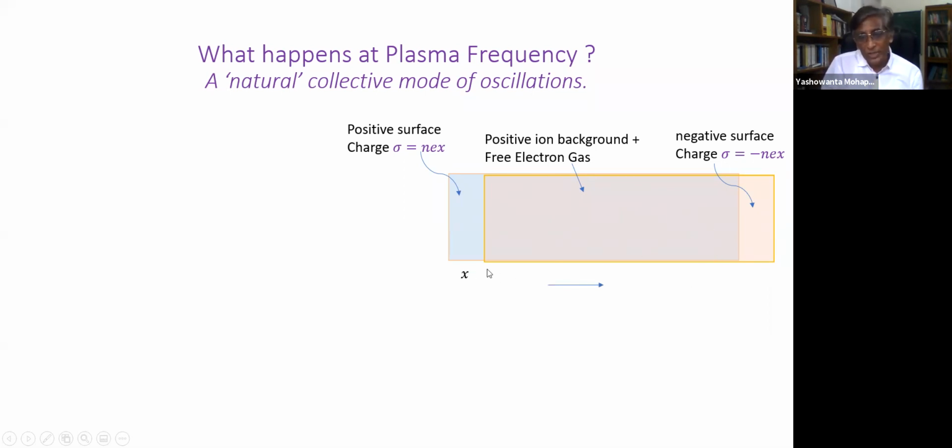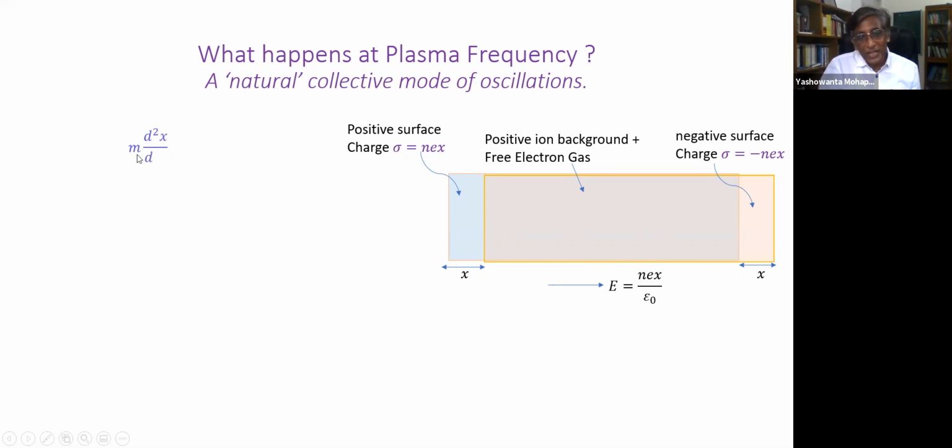And how much? This amount is X and this amount is X. So what is the electric field that will be there? That is sigma by epsilon naught, plus and minus. And this electric field, which has appeared as a result of the displacement, will try to restore it.